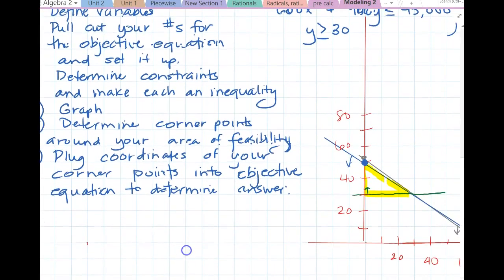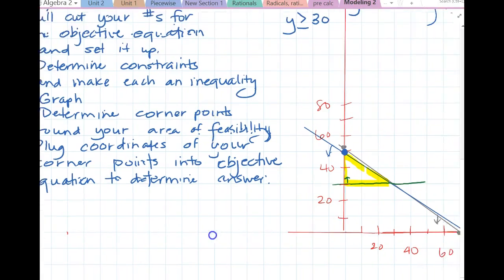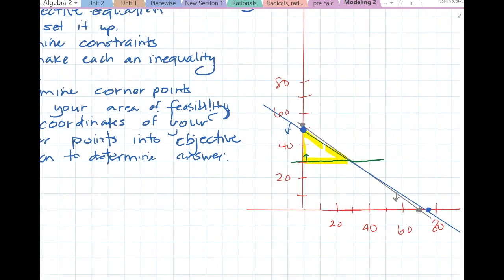So let's look at our directions. Determine the constraints, did that. Graph, did that. Determine the corners around your area of feasibility. So here we go. Right here, this one I already know, right here is 0, 50. And I know this one is easy, it's 0, 30. But what is this one right here? See, the blue line is meeting the green line.